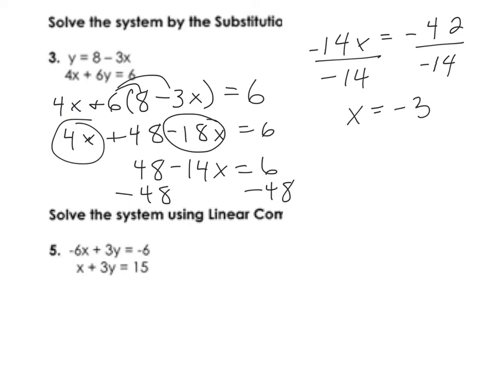I'm going to go into, that doesn't matter, let's go to the top equation. Y equals 8, and then I have a -3 times -3, which would be plus 9. That gives me y equals 17. On to number 5.